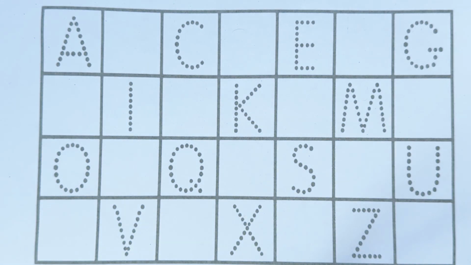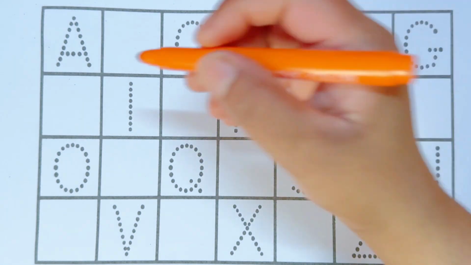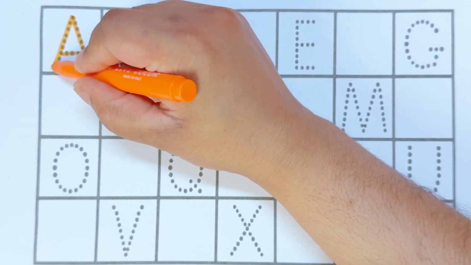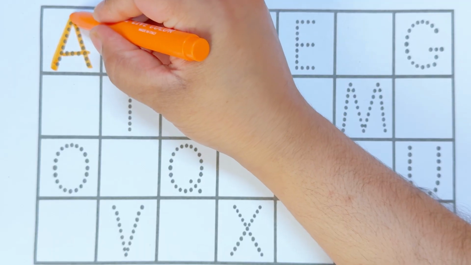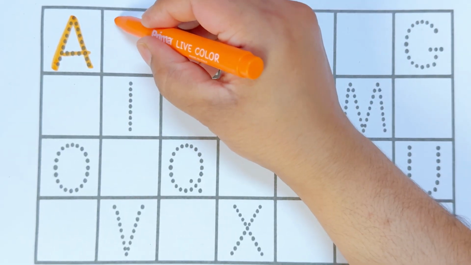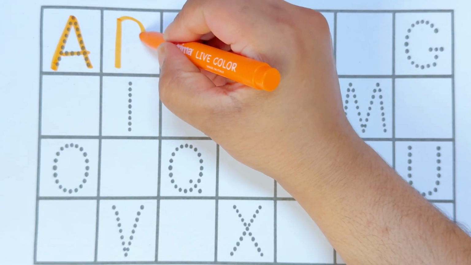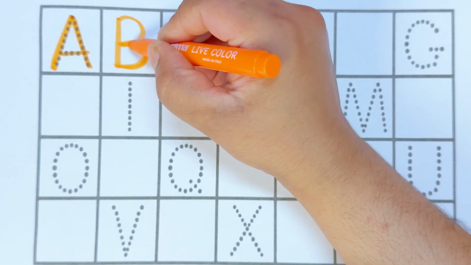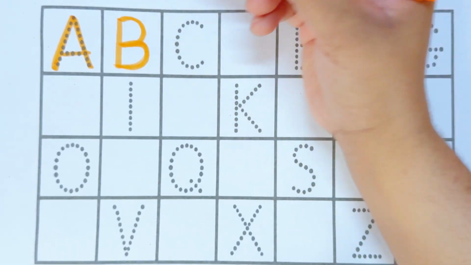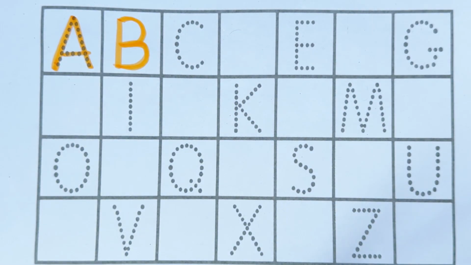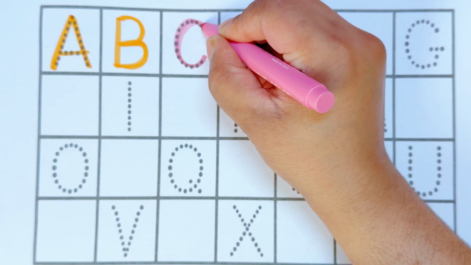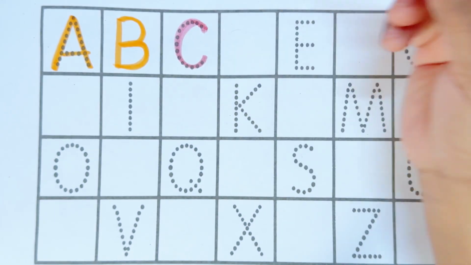Now, let's learn alphabets. Alphabet A for ant, A for avocado. Alphabet B for butterfly, B for ball. C for coconut, C for candy.